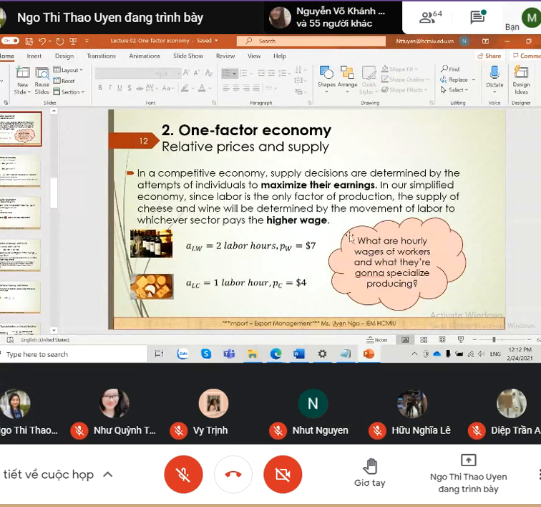Here, we determine that the country will specialize in producing the product if the labor enjoys a higher wage, right? They want to maximize their earnings. So if the price is higher, the wage is higher, it means that they can earn more in producing that product instead of the other. In this case, the wage in wine is 7 divided by 2, which is 3.5, and in cheese it is $4. So this country will choose to specialize in cheese.